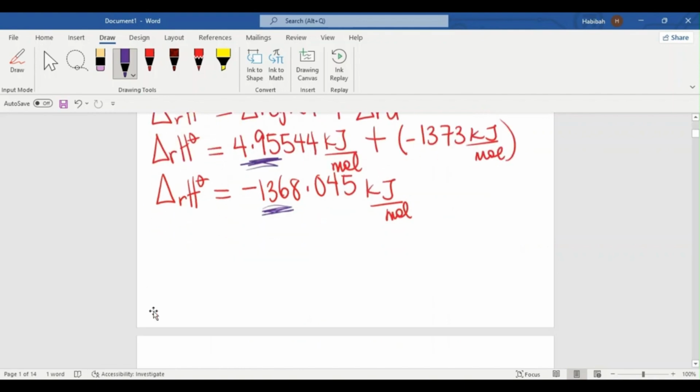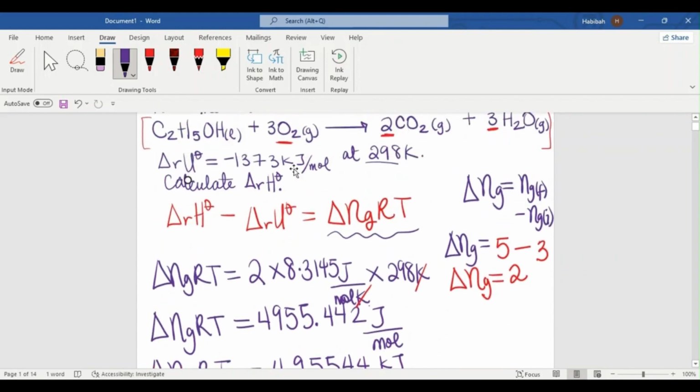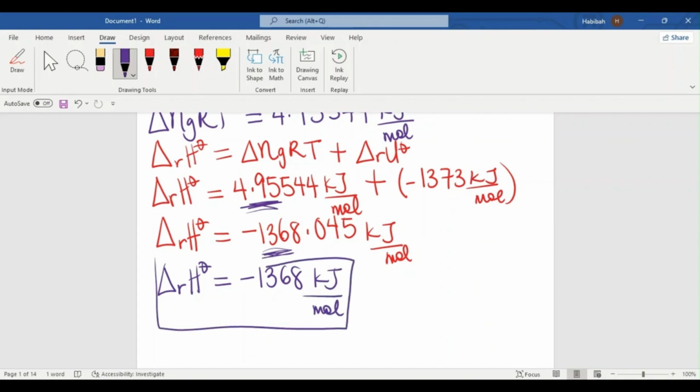So that's basically all that is going on here. But let's not forget that we're given this particular question in four significant figures, so we're going to make sure that our work is left in four significant figures. So that would end up being the change in enthalpy of the reaction equals negative 1368 kilojoule per mole. So this is basically the answer to this question.